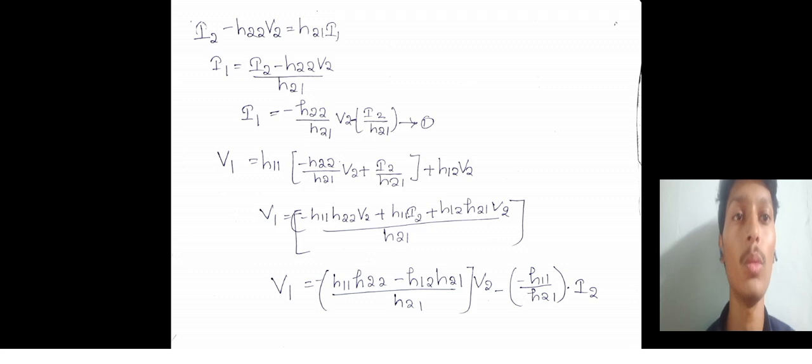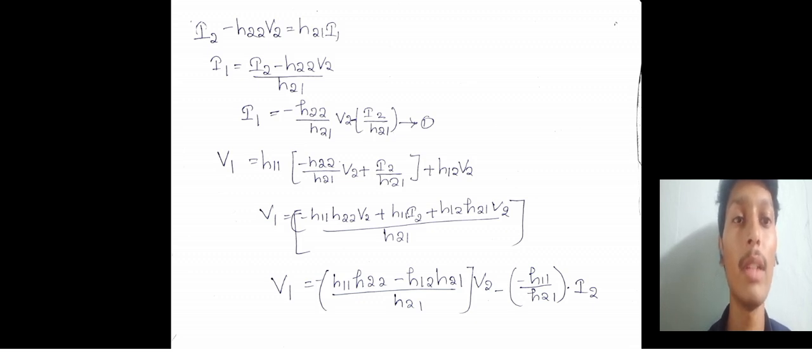Now from that I2 minus H22 V2 equals H21 I1. From that I1 equals (I2 minus H22 V2) by H21, and then we get I1 equals minus H22 by H21 into V2 plus I2 by H21, and that is equation 1.